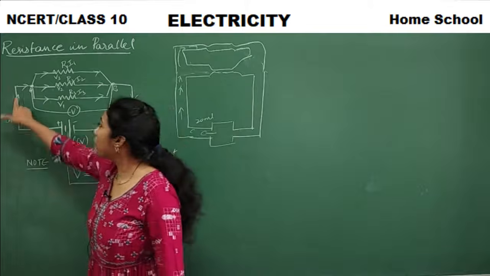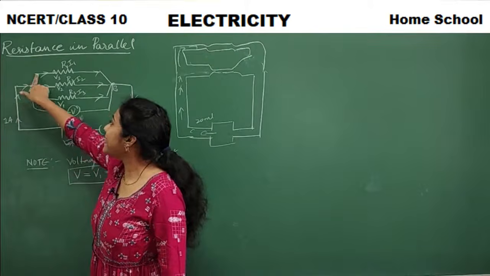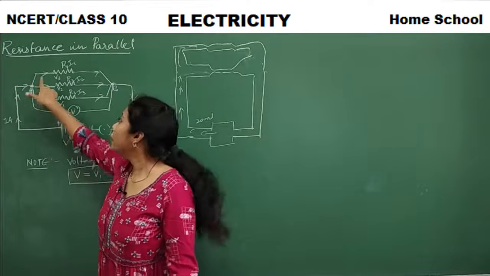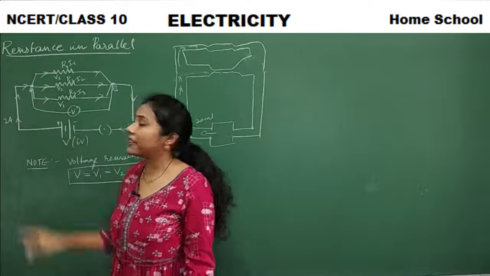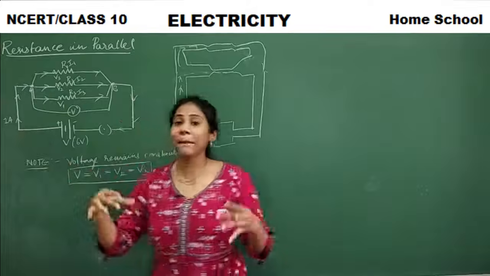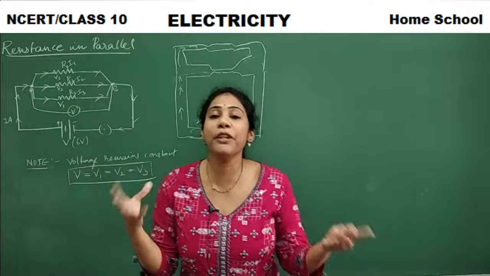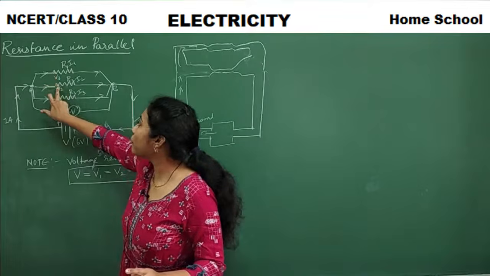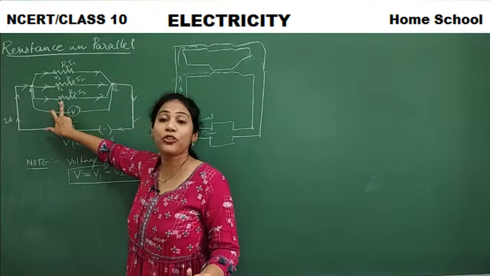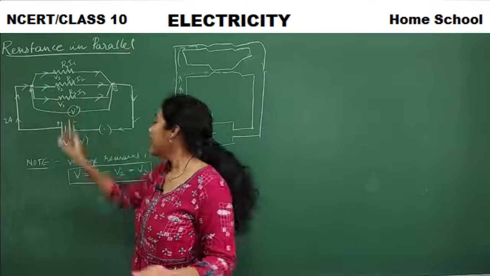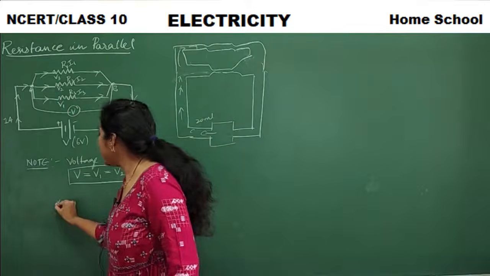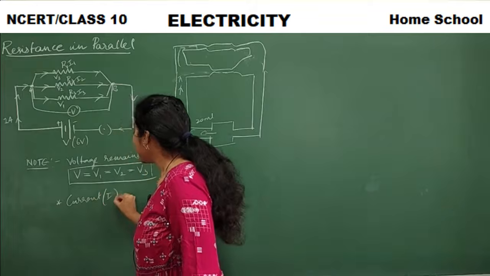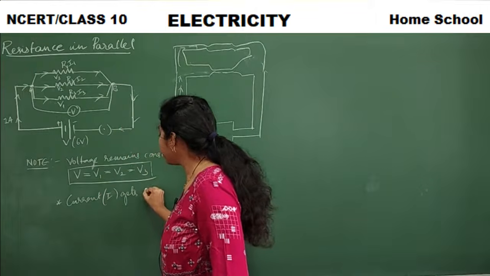So current goes, and when it reaches this point it finds 3 routes. Current is finding 3 routes to pass on. Route number 1, route number 2, route number 3. So here 1 ampere of current will get distributed. Clear? Some amount of current goes here, some amount goes to the second resistor, some amount goes to the third resistor. So what I will write here is current, that is I, gets distributed.